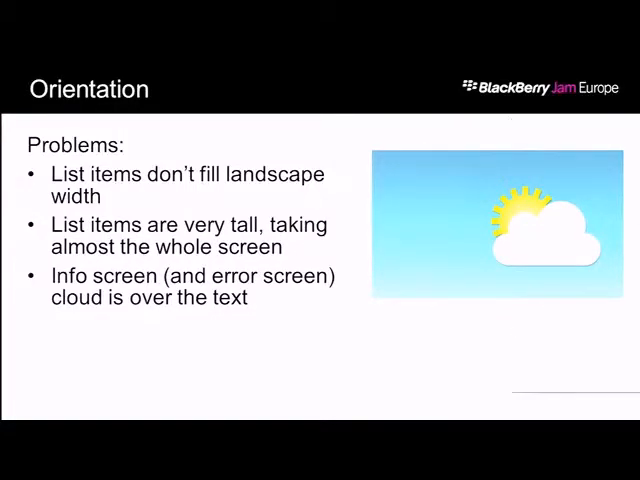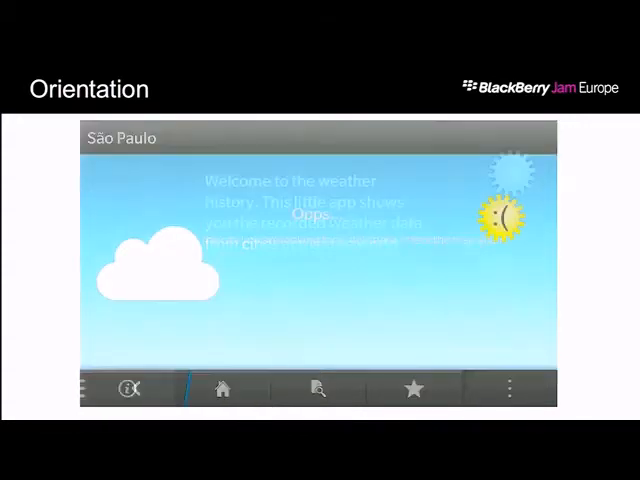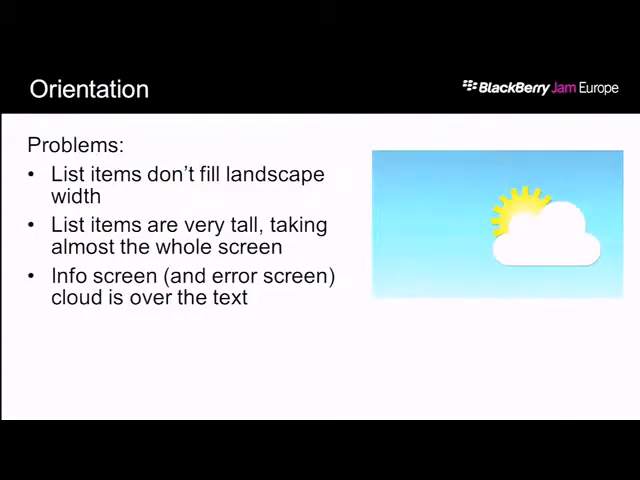Can you go back a few screens? See, they're very tall. Like one item takes almost all the screen. It just makes no sense. And again, on the info screen and the error screen, the cloud wasn't positioned. So those are a few things that we can adjust pretty quickly.